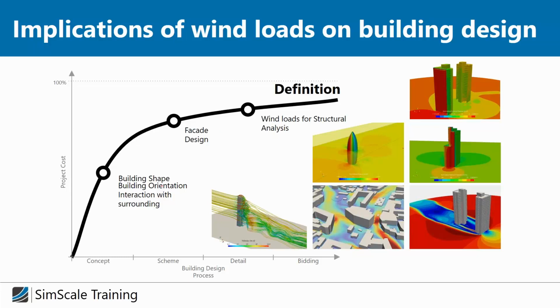For example, when we already know our overall shape and the overall design of the building, we can start to, for example, investigate different facade designs. And at a later point, when we basically finish the design, we can use the wind loads calculated from the simulation as input for structural analysis. Here you can just see a lot of different examples where SimScale was used.